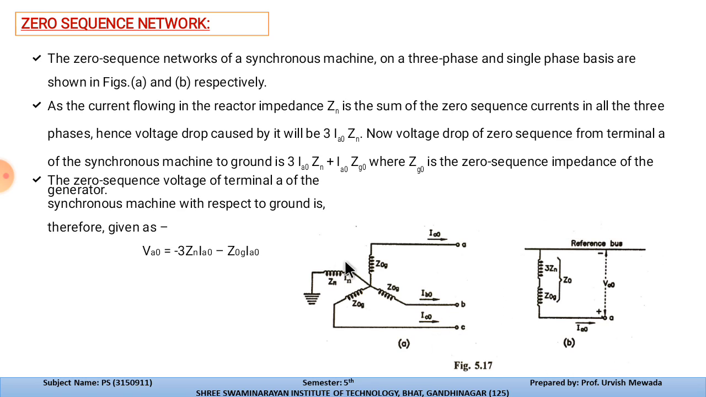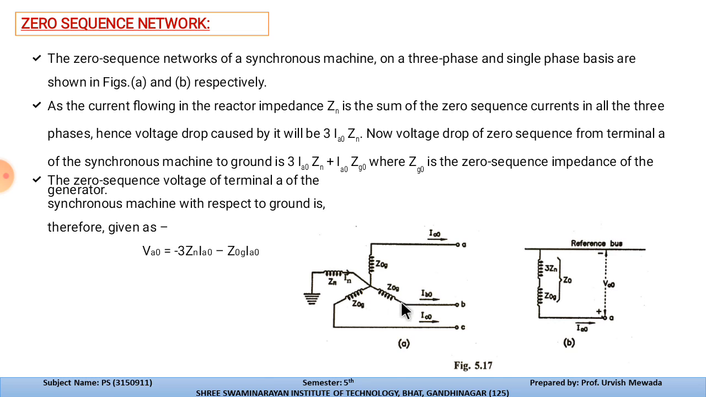So this is the addition of all the elements, that is Z plus 3Zn plus Z0G, which is common, and it is indicated as Z0. It is the zero sequence impedance of this given system, and the current transferring through this line is IA0, and between the reference bus and line A we have the voltage VA0.